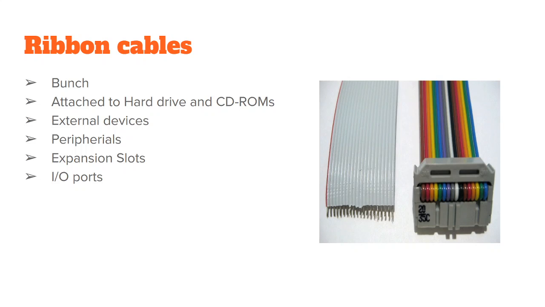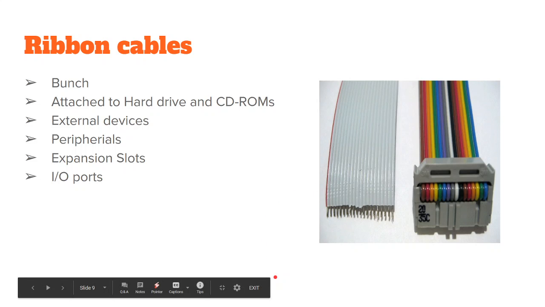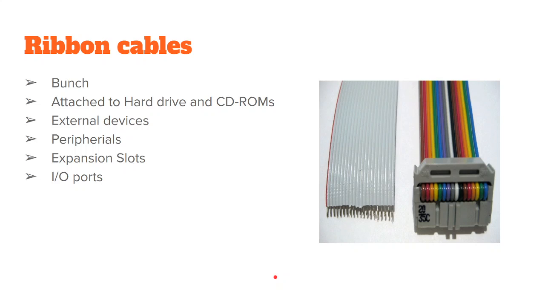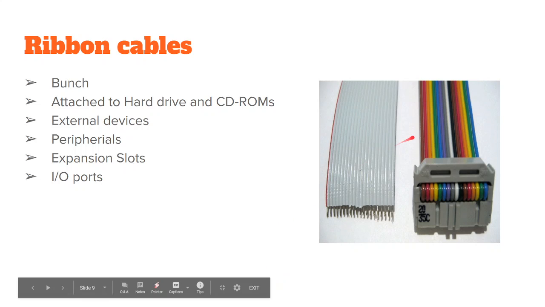Ribbon cables are nothing but flat insulated cables, flexible enough to fit in areas with little space. See here, there are so many electrical lines, individual lines which are bound together, and we can call it a bunch. So this whole thing is a ribbon, and this we can call a bunch.